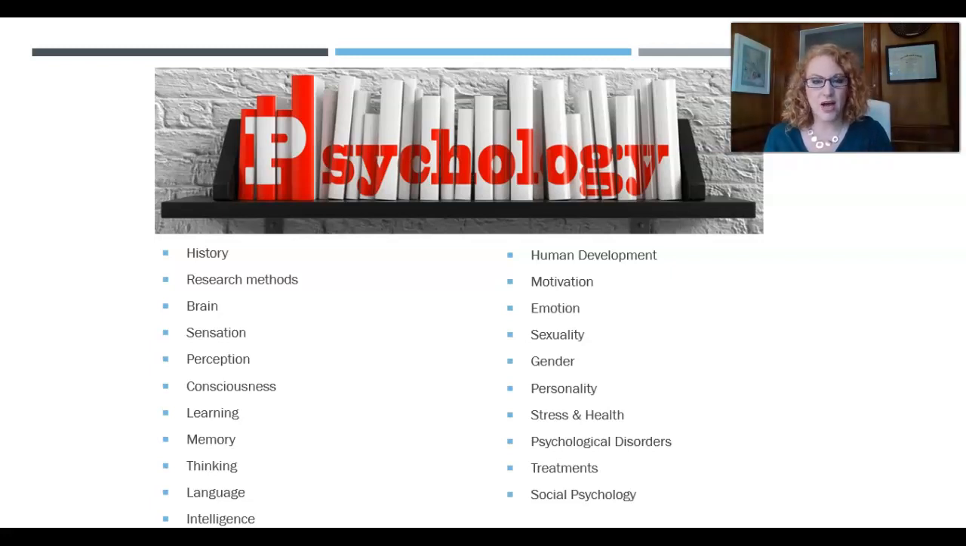Then we're going to take a look at consciousness, where we'll discuss sleep, dreaming, meditation, and also drugs and alcohol. Then we'll take a look at learning. How do we learn? By watching others, by getting rewards and punishments in the environment. We'll think about memory. There we'll have a real practical approach to help you to use your memory system to learn better and remember better in your classes.